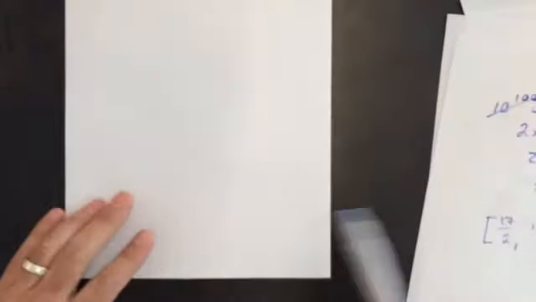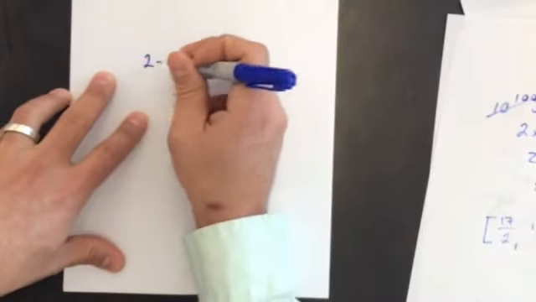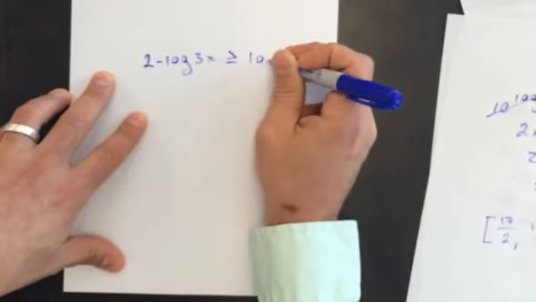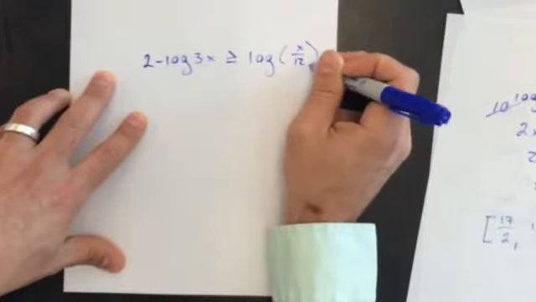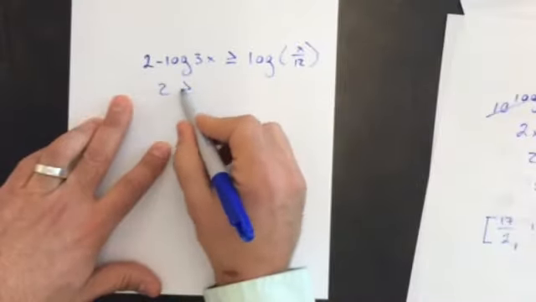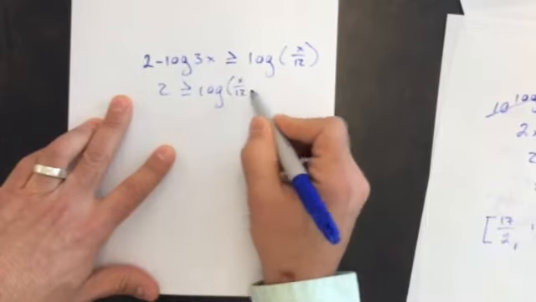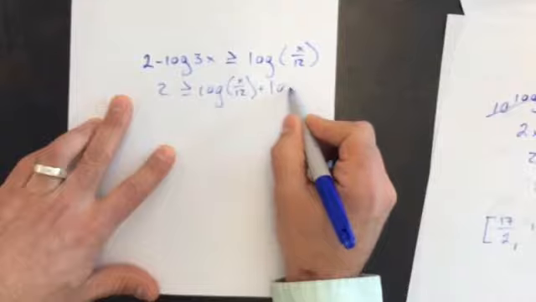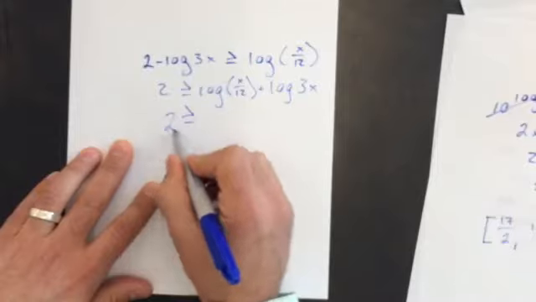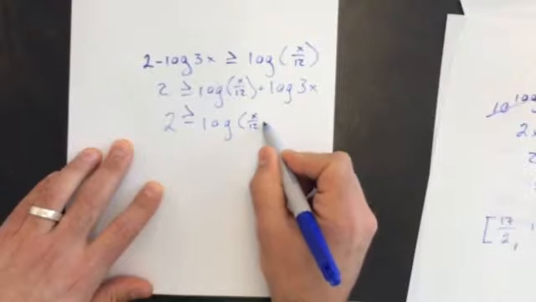Now sometimes your answer will already include the value that would give you greater than or equal to 0. Let's say I have something like 2 minus the log of 3x is greater than or equal to the log of x over 12. In order to get this, I want to get both my logs on the same side, so I'm going to add this over. So I have 2 is greater than or equal to the log of x over 12 plus the log of 3x. Because they have the same base and they're adding, I can turn it into one log, which is going to be the log of x over 12 times 3x.